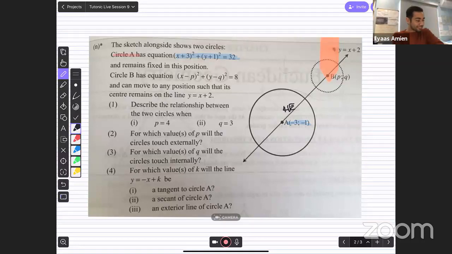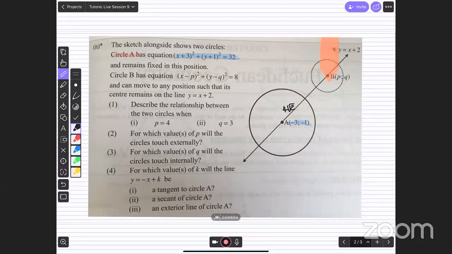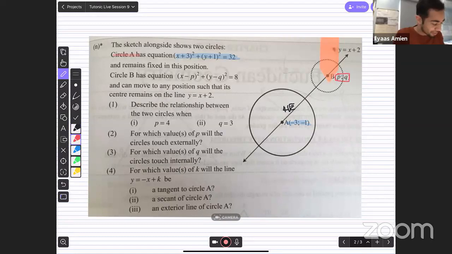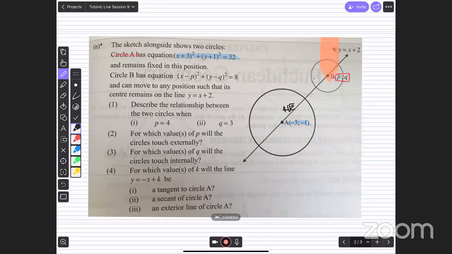Great. Okay, next. They say that circle B has equation (x − p)² + (y − q)² = 8. So that means that we don't know the value of the center, but we know that it's (p, q). And we know that the radius is equal to √8, which is what we established now. And what is √8? 4 times 2, 2√2. Good.